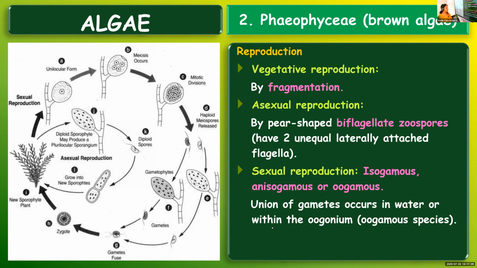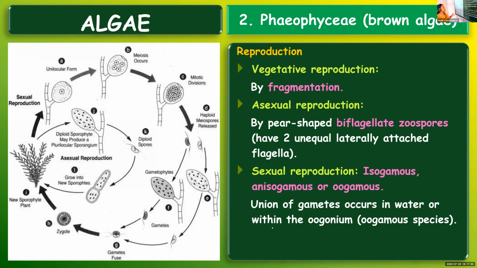Externally the fertilization can happen, or internally it can happen. When it is happening internally, it takes place in the oogonium. Oogonium is a female sex organ. So it takes place inside the oogonium, and that is only for oogamous ones. When it is oogamous reproduction, it can take place internally, inside the oogonium.